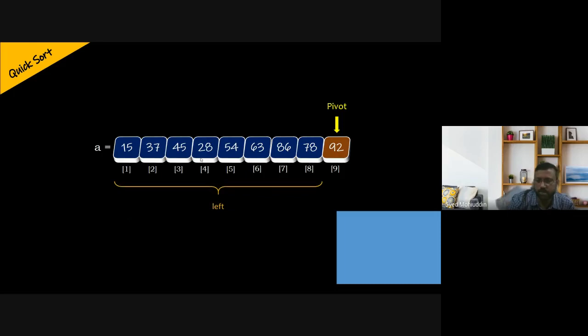If you look at these elements, 92 we have, and there's no element on its right, and we have all the elements towards the left, and all are smaller. That means 92 is the largest element, and obviously the largest element will be at the end, or when it is sorted, it will be at the last position. So we say that the pivot in this case is 92, and it is in its sorted position.